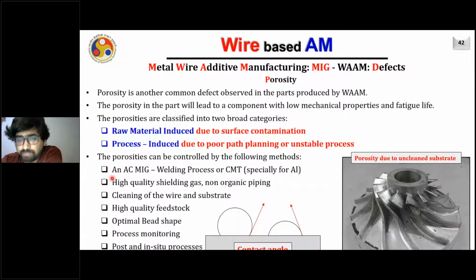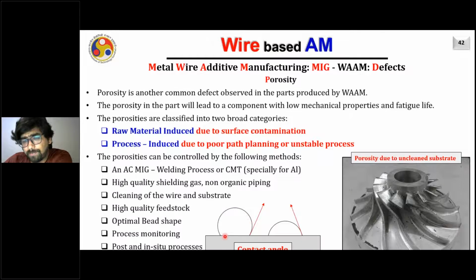Another possibility could be that we use high quality shield gas and non-organic piping, because wherever organic piping or any organic contamination is there in the welding, the hydrocarbons break, you know that, and create some gases that escape, leaving porosity behind. So it is very important that you clean the wires and substrate appropriately. We also use high quality feedstock, because that also happens many times. We use the optimal bead shape. For example, you look at this one. It is very important, right?